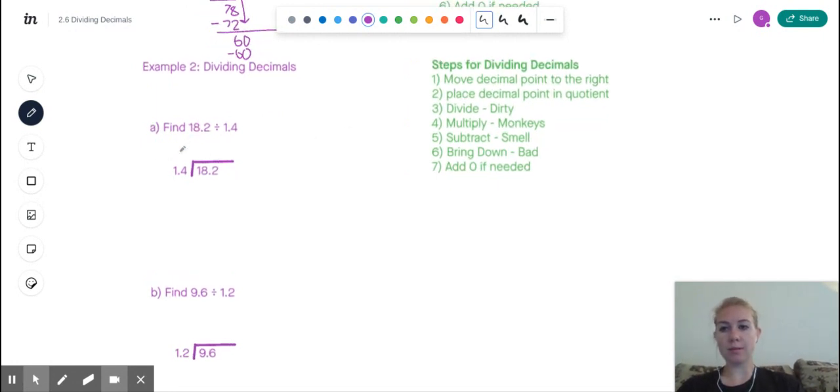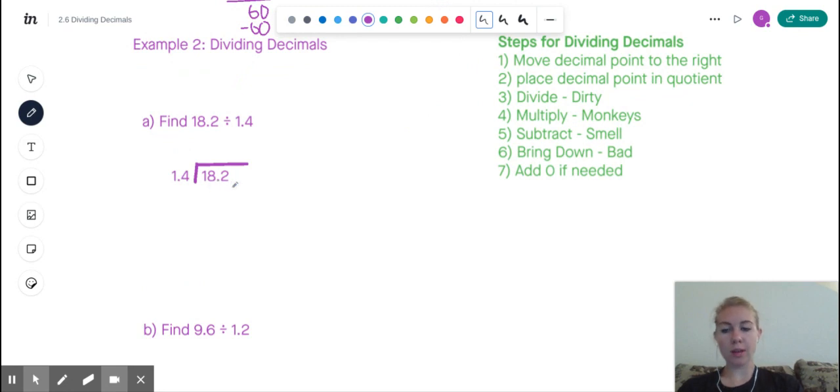Our first step, so you see how both of our numbers have decimals. The first step is we're going to move the decimals over to the right so that this number here is a whole number. Every time we move it to the right, it's like we multiply both numbers by 10. But the important thing for you to remember is you're going to move it over as many spaces to the right so that this number here on the left is a whole number. So this has turned into 14, right, because there's going to be a decimal point. And then now this number is going to be 182 instead of 18.2.